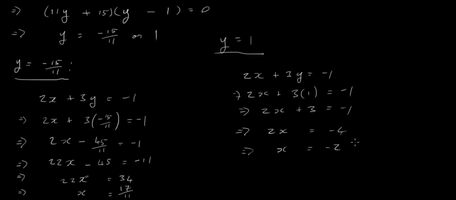Okay, so there are all my x's and y's. So let's see, what did I end up with? Just write them down here. x is 17 over 11 and y is minus 15 over 11. And the other one here is x is minus 2 and y is 1. Okay, so there are my solutions to those simultaneous equations.